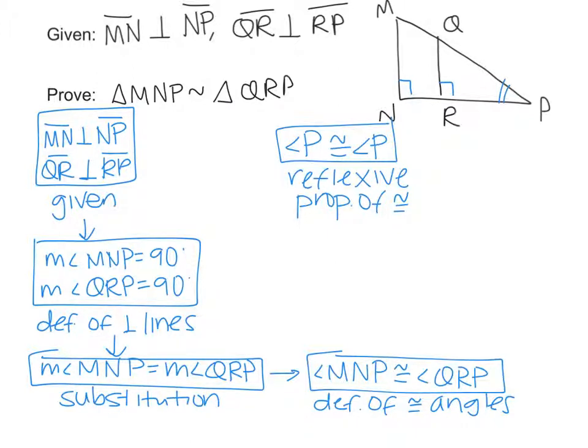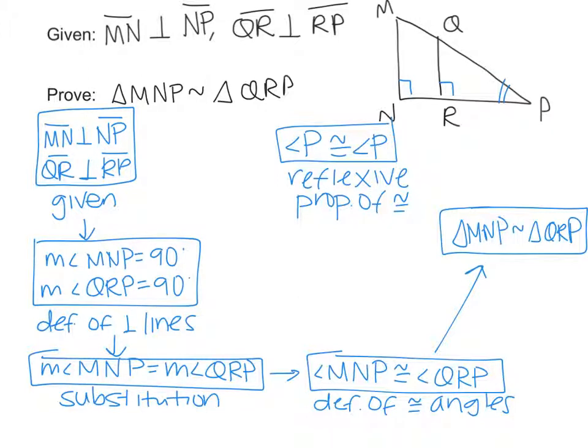And so last but not least, I can say that triangle MNP is similar to triangle QRP, which is what I needed to prove. And how can I prove that? Well, let's see. This gives me an angle, that's this angle here and this angle here. And angle P gives me another angle. That's this angle. So I have angle N and angle P in the big triangle, angle R and angle P in the second triangle. So now I can say, by angle similarity, that those two things are similar.